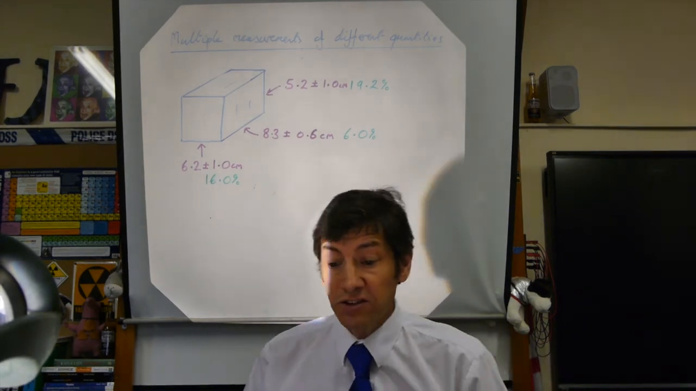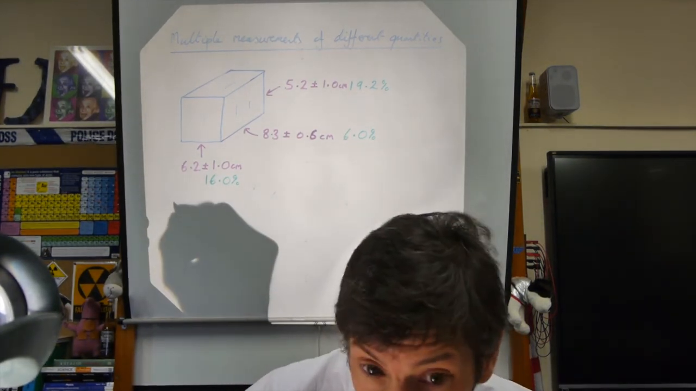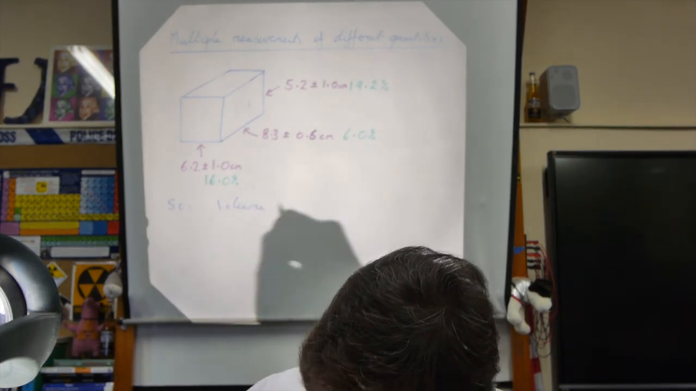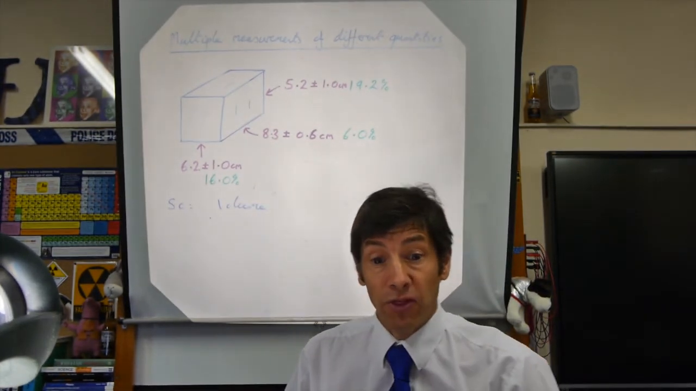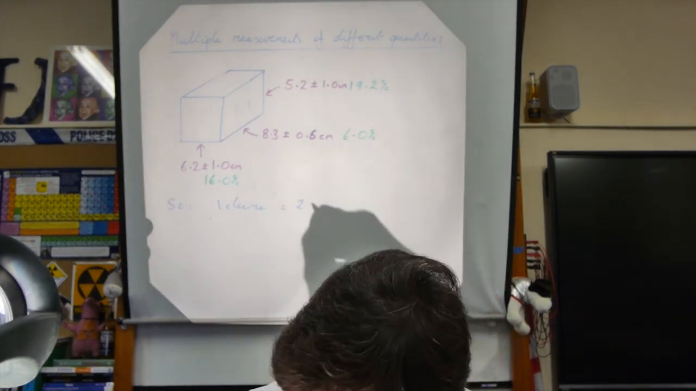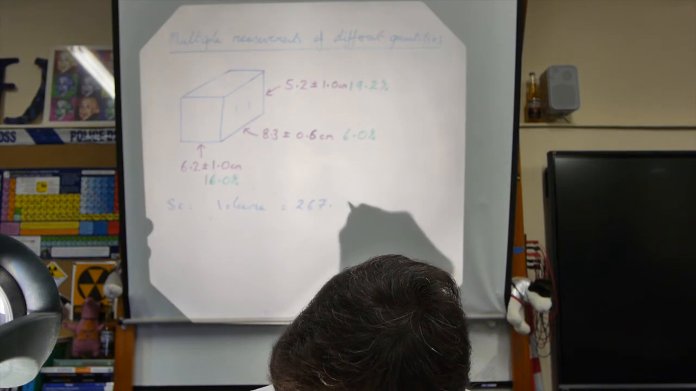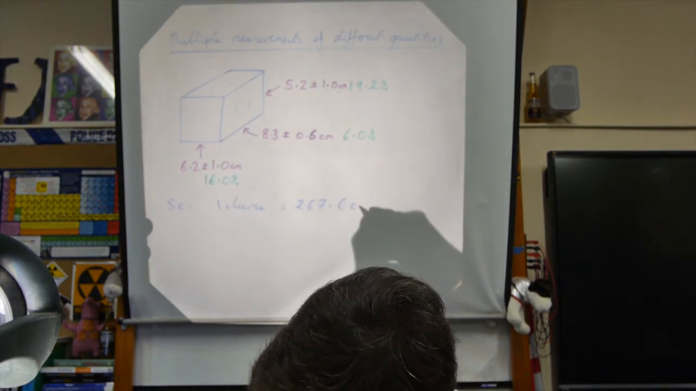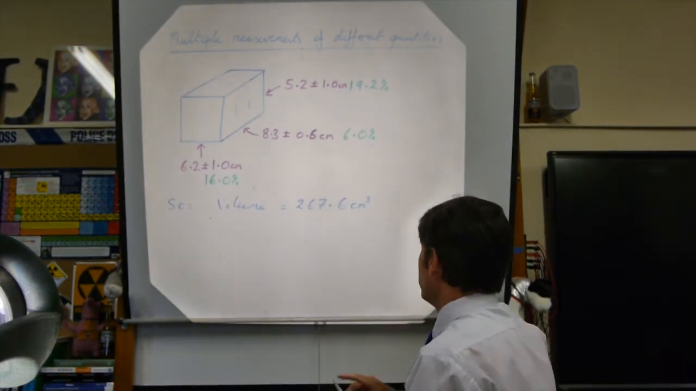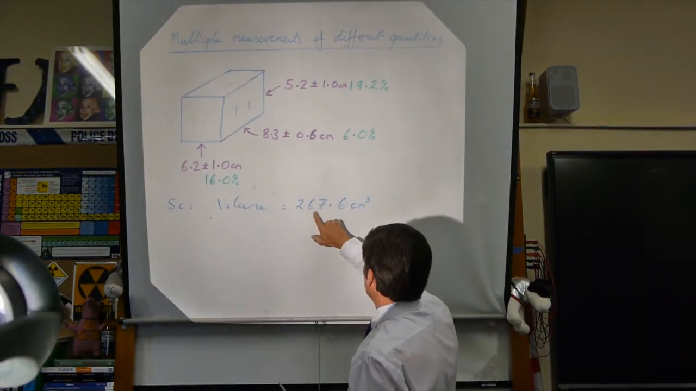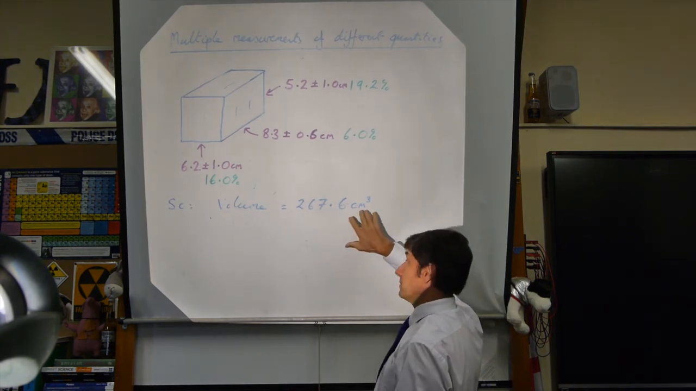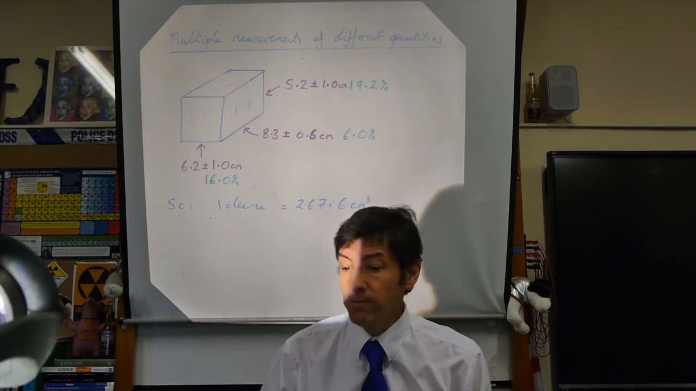So the first thing to do is to work out the volume. This is what we do. The volume, just by multiplying the three dimensions together, is equal to 267.6 centimetres cubed. There's a couple of things going on here. One of them is we've got the same number of decimal places, and we're not forgetting to put the correct units on.